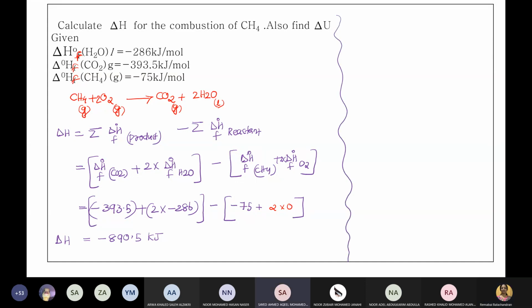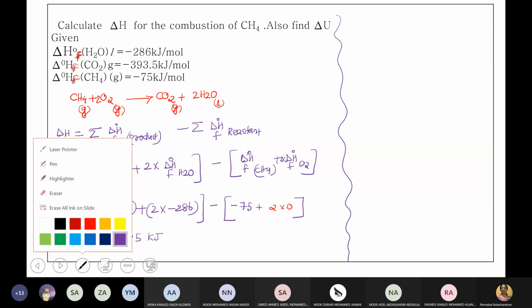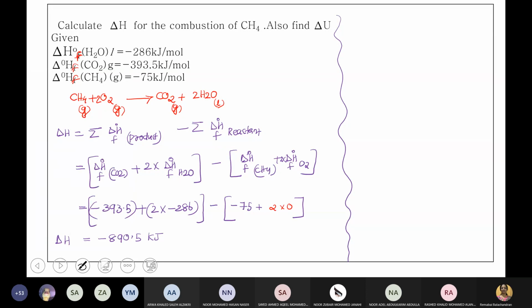The moles of gas. So first of all, now you have to find delta U, right? First of all, I have to find delta n: the number of moles of gas products minus the number of moles of gas reactants. Tell me how many products are there? 1. Why only 1? Why don't you take H2O? Because it's a liquid.